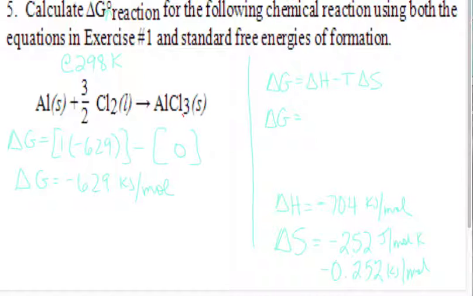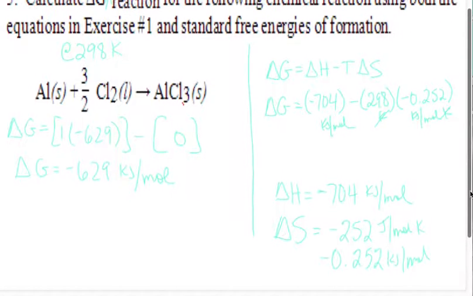So we're going to find delta H, write it down as negative 704 minus, what was our temperature? 298 times negative 0.252. And both of these are in kilojoules per mole. And this one is kilojoules per mole K. My K's are going to cancel, leaving me with my answer in kilojoules per mole. And tell me what you get.